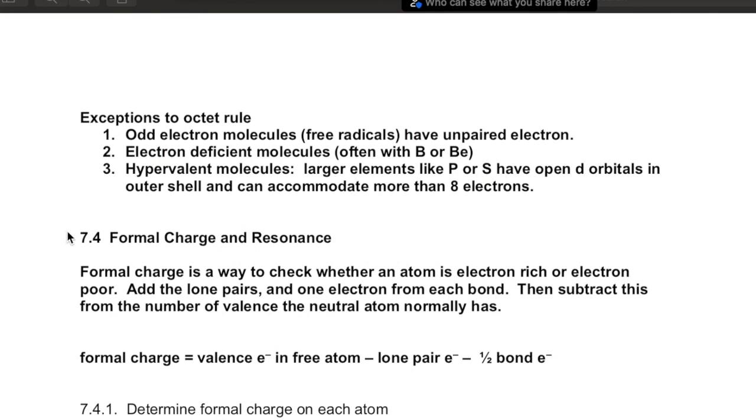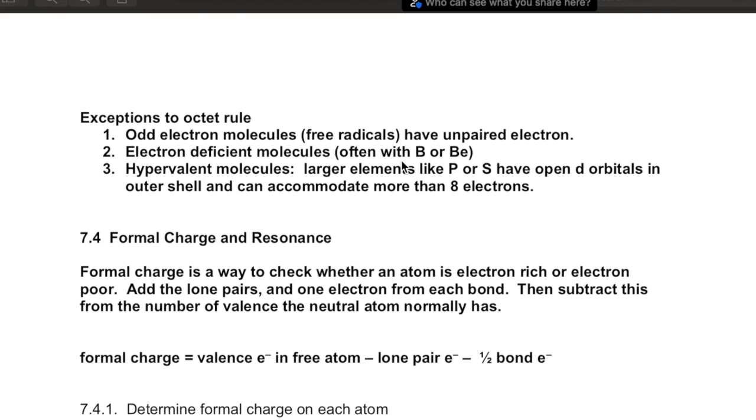I wanted to point out some exceptions to the octet rule as you're drawing these Lewis structures. Not every Lewis structure is going to be able to have every atom in the molecule obey the octet rule. There are some species called free radicals that have an unpaired electron. They have an odd number of electrons, and so that is not going to be able to have an octet around everything because it's just not possible to do that with an odd number of electrons. We are not going to be dealing with those in this class, nor are we going to see too many of these electron deficient molecules.